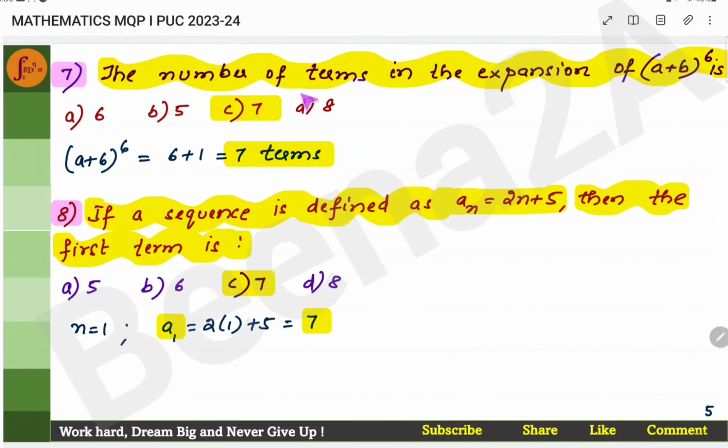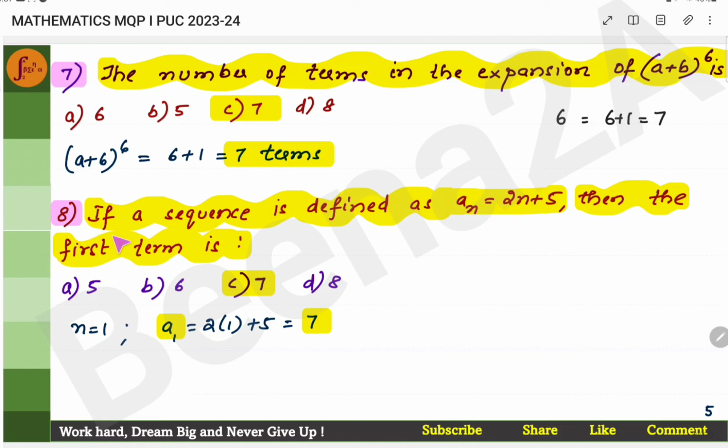Now seventh one: the number of terms in the expansion of. In a binomial expansion, the number of terms will always be 1 more than the power. So you have power as 6, so it will be 1 more than that, which is 7. So 7 terms will be there. So option C is the right answer.